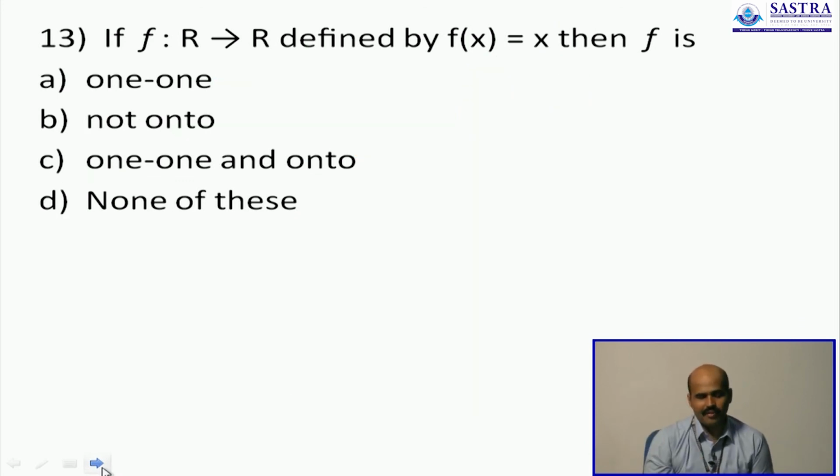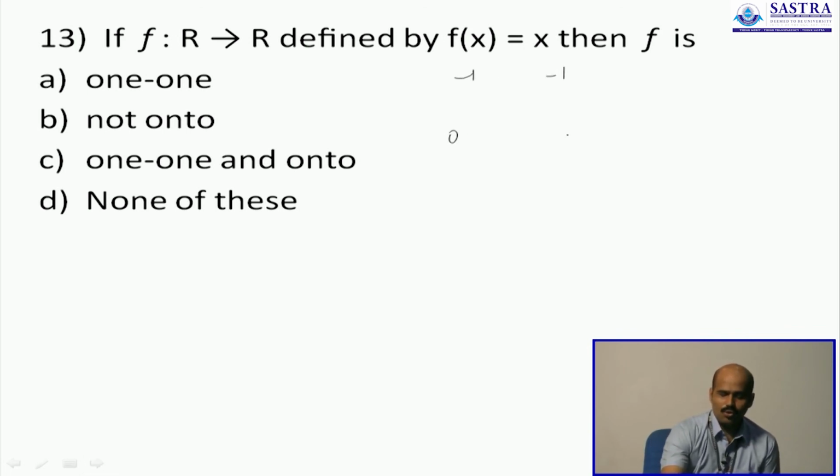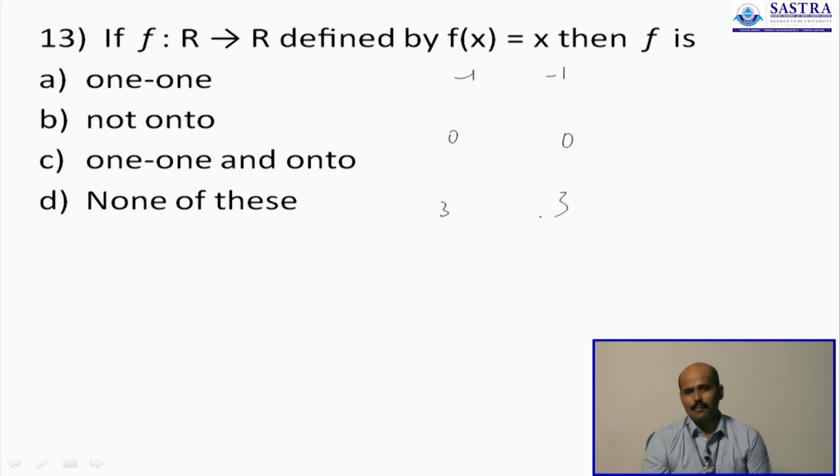Now we have a different definition. F from R to R, again real numbers to real numbers, but this time the function is a lot simpler. F of x is just x. So minus 1 is mapped to minus 1, 0 is mapped to 0, 3 is mapped to 3, and so forth. Every number is getting mapped to itself.